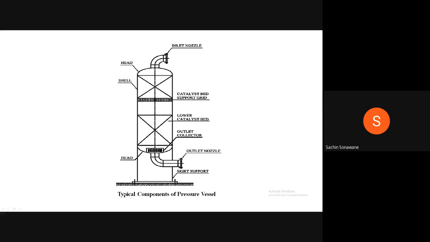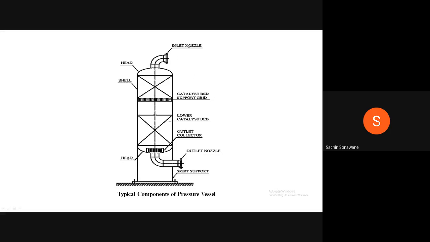Now see that this is the vertical pressure vessel. Typical components of pressure vessel: this is skirt support. Skirt support is used only to support vertical pressure vessels. Vertical pressure vessel means what? The pressure vessel is symmetric about the vertical axis. Horizontal pressure vessel means the pressure vessel which is symmetric about the horizontal axis.